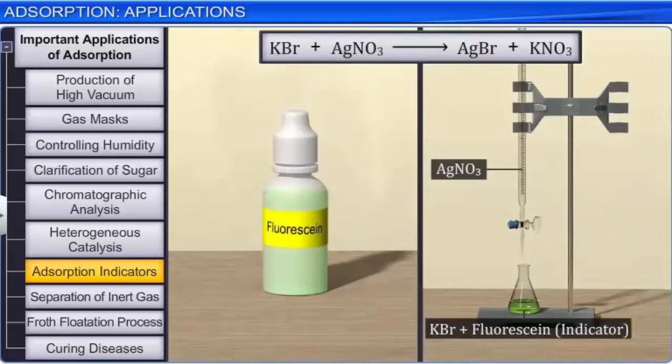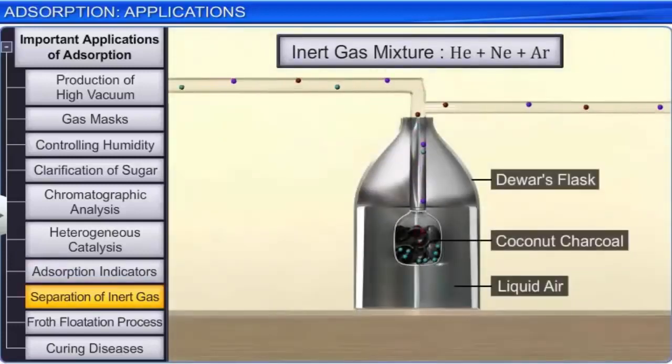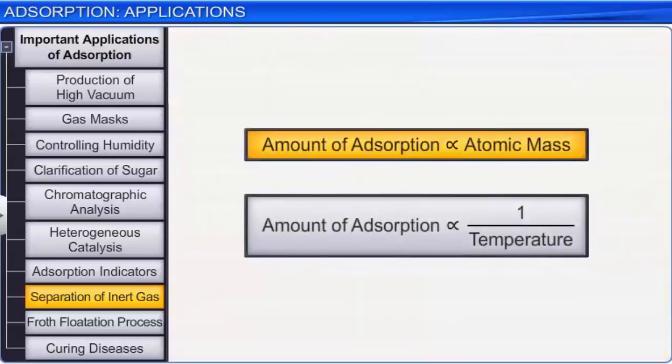The phenomenon of adsorption is also used to separate inert gases. A mixture of inert gases like neon, helium, and argon gets separated because of the varying degrees of adsorption of the individual gases on coconut charcoal at different temperatures. The amount of adsorption of noble gases increases with an increase in the atomic mass and a decrease in the temperature.